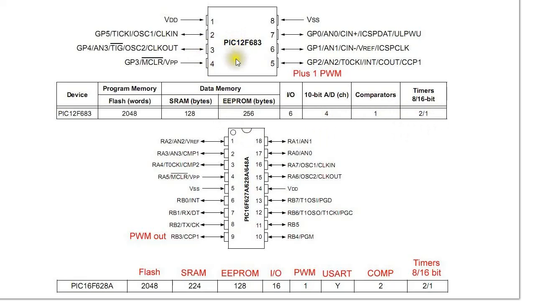A step up from the 83, which unfortunately is not covered by the PIC Basic Pro Student Edition, is the 628A. I have several of those. 2048 bytes of flash, 224 SRAM, 128 bytes of EEPROM, 16 I/O, one pulse width modulation out. The 83 has one PWM out as well. This has a hardware serial port, two comparators, and two 8-bit and one 16-bit timer, but it has no analog to digital converters.